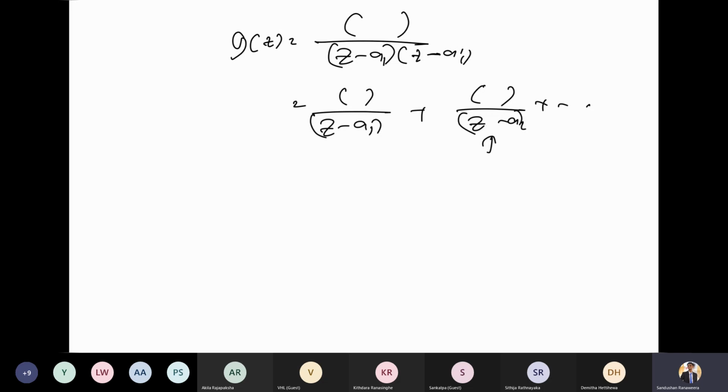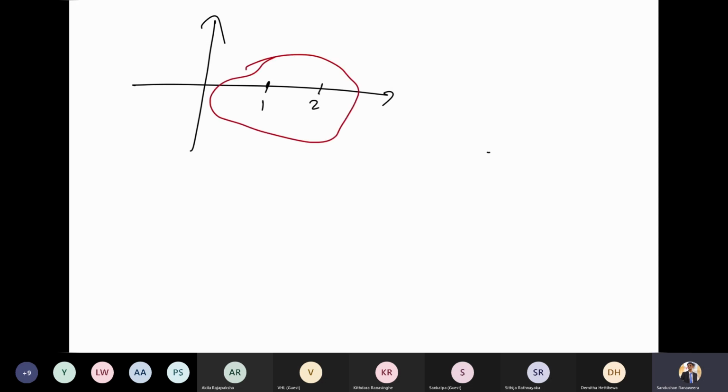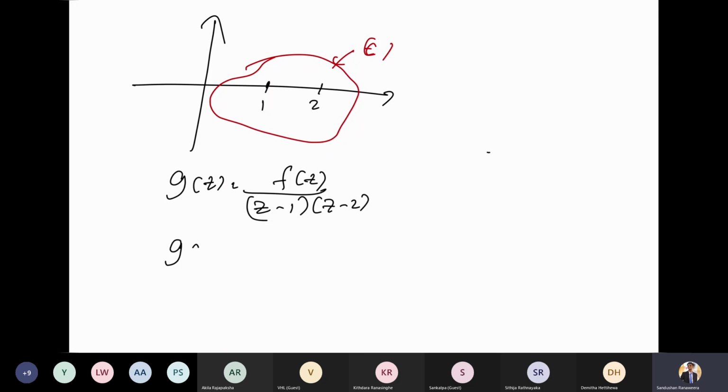Or else there is some nice trick. Let's say you have to evaluate something like this. I draw my contour first. Let's say this is my point 1 and this is my point 2, and I have to evaluate some integral over this contour. My function is g(z), some analytic function f(z) over (z minus 1) times (z minus 2). When we evaluate this integral, I can do a very smart thing.